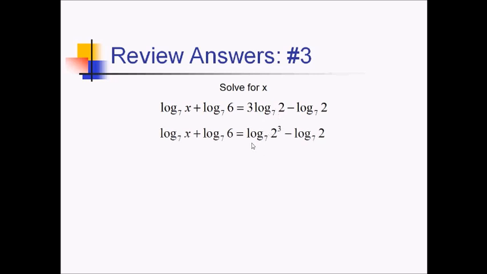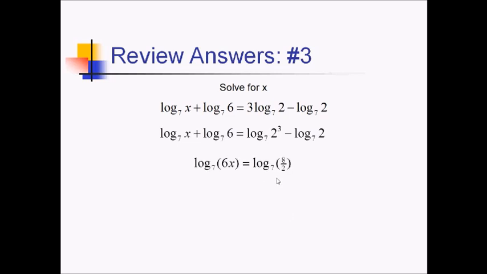And now we can actually combine our logs on each side. On the left side, we're adding the logs, so that's going to mean multiplying the things inside. We can write log base 7 of 6x on the left side. And on the right side, since you're subtracting the logs, we actually divide whatever's inside. So we have log base 7 of 8 over 2.